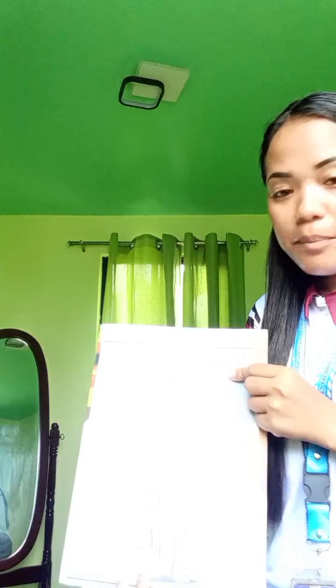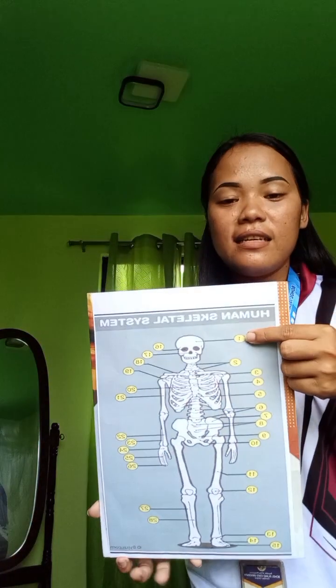Today I'll be discussing the parts and the functions of the human skeletal system. So let's begin with the head and the trunk parts. Label 1 is the skull that protects the brain.